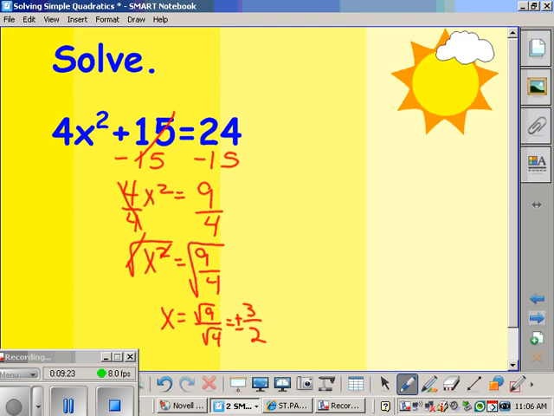So really there are two numbers you could plug back in for this x, then square it, multiply it by 4, add the 15, and get 24. There are two numbers that work: positive 3 halves and negative 3 halves. In other words, if you were to graph these x-intercepts, you'd be graphing a point at positive 1.5 and at negative 1.5 on the x-axis.